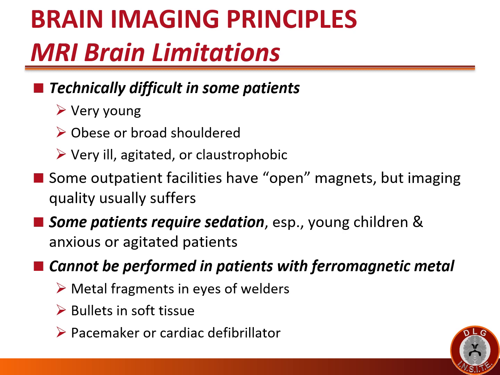One cannot perform MRI in patients with ferromagnetic metal that can be moved and damage adjacent tissue, such as metal fragments in the eyes of welders. Welders often don't realize that they have micro metal fragments in their eyes, and the MRI can make those move and damage the eye. Bullets in soft tissue is another example. Most pacemakers and cardiac defibrillators cannot be put through the MRI brain. There are some that are MRI compatible. Most are not.